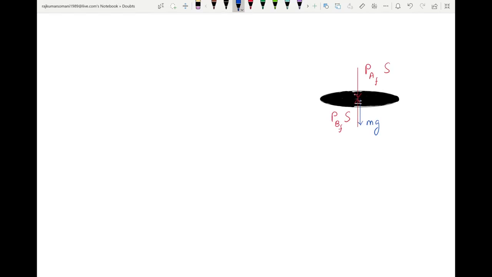So by balancing this, I can say that the final pressure force in chamber A during equilibrium, times surface area, plus mass of the partition times gravity, is equal to the final pressure force in the B chamber and its surface area.